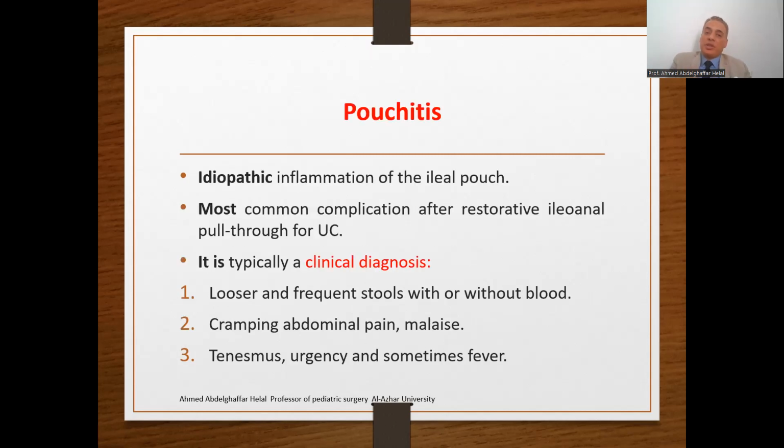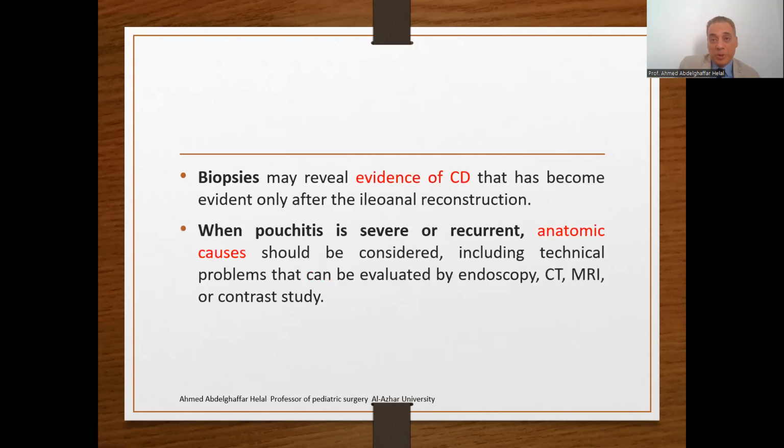What is pouchitis? It is idiopathic inflammation of the ileal bowel creation. Usually a clinical diagnosis, it presents with loose and frequent stool with or without blood, cramping abdominal pain, tenesmus, urgency, and sometimes fever. Biopsy in many cases of pouchitis may reveal that the diagnosis of the disease is Crohn's disease, not ulcerative colitis. When pouchitis is severe or recurrent, anatomical causes should be considered.